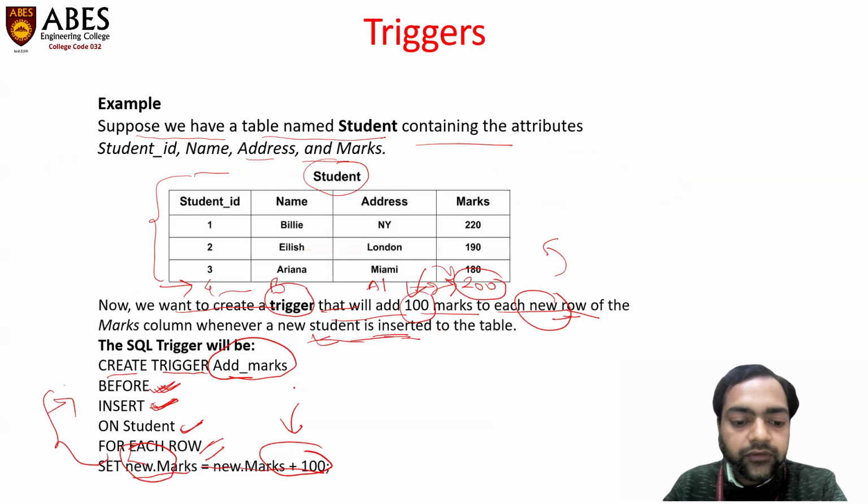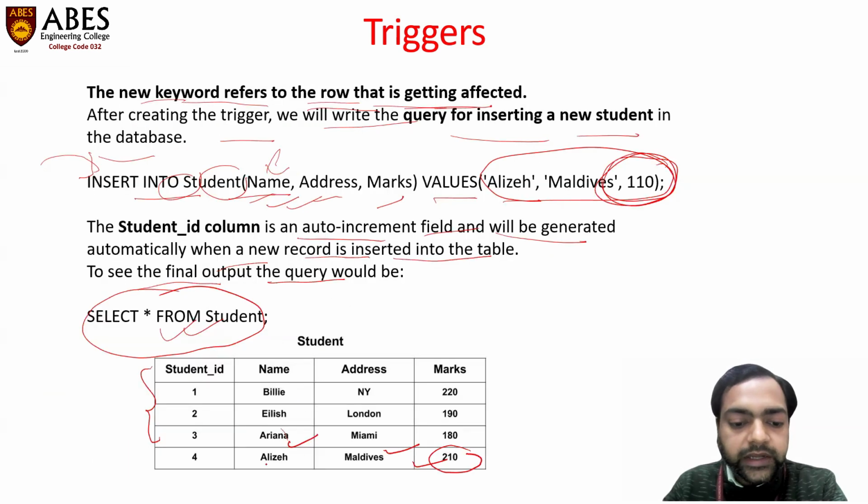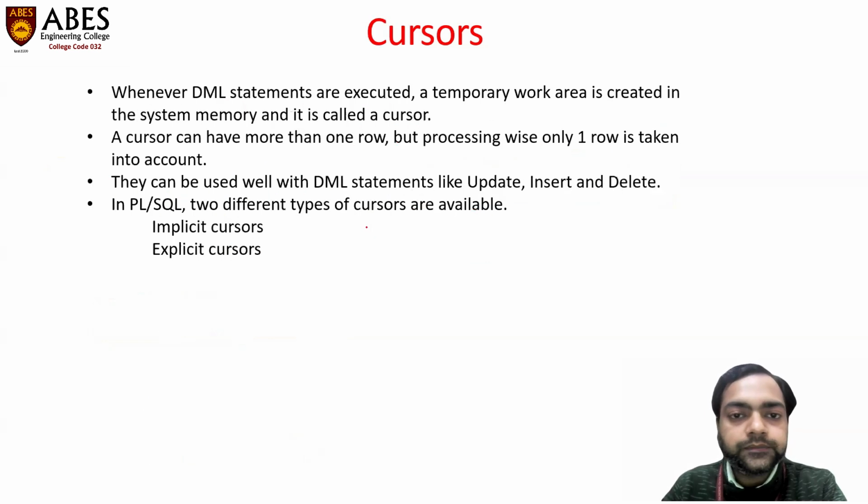Why? Because we have created a trigger here so that whenever the insert statement is executed, before inserting that row into the table, it will add 100 to the marks, and then the changed value gets inserted into the table. So this particular new row is being created with the help of the trigger. Whenever the value is given for the marks, the marks will be incremented by 100. So this is the procedure in which triggers work.